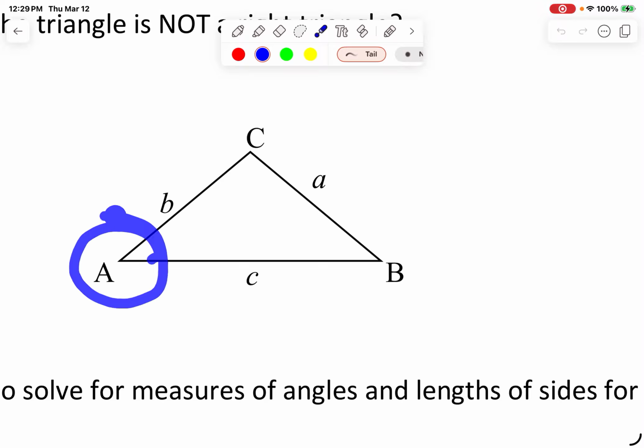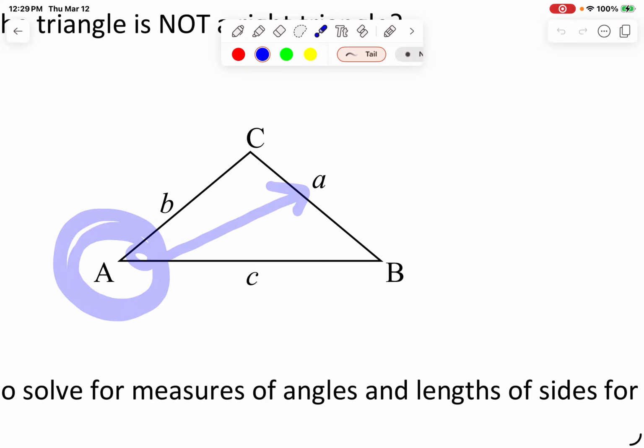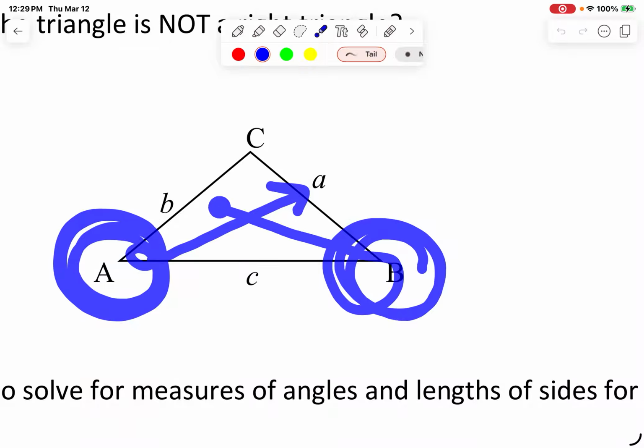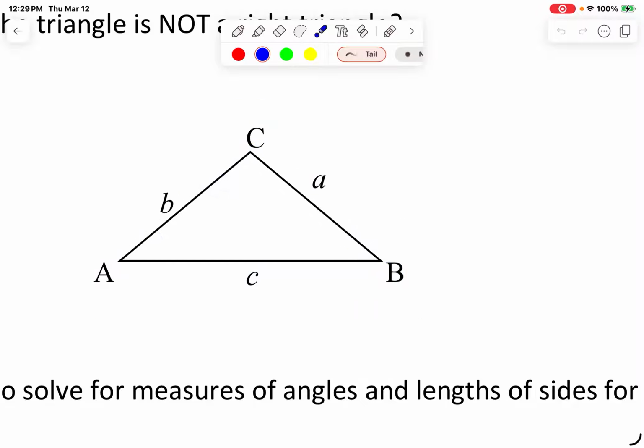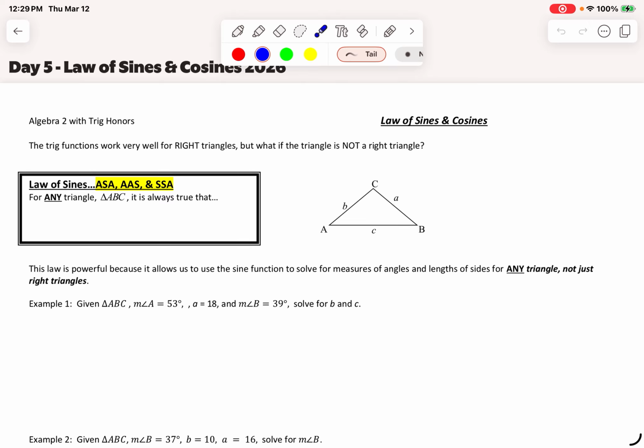So if this is angle A, the side opposite of that is side A. Angle B, the side opposite of that is side B. Angle C, the side opposite of that is side C. I swear I can talk, okay? So that's how we're gonna label.